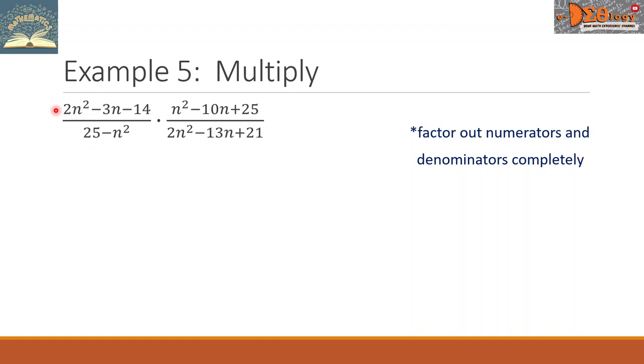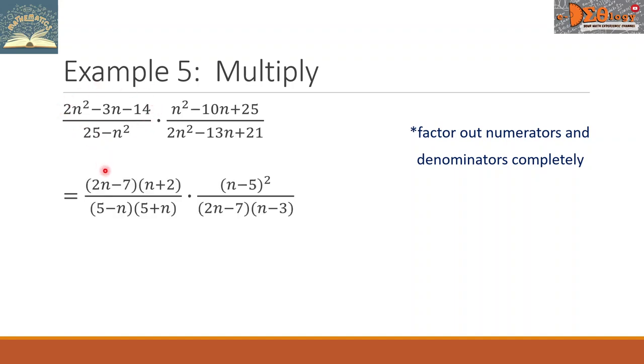So, the factors are, for this numerator, 2n minus 7 times n plus 2. For this denominator, the factors are 5 minus n times 5 plus n. For this trinomial, the factors are n minus 5 with power 2. The factors for this denominator, 2n minus 7 times n minus 3. Then we simplify by cancellation. 2n minus 7 and 2n minus 7, we cancel it out. There is no other common factor.